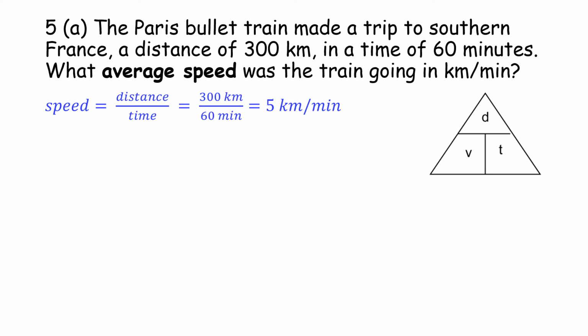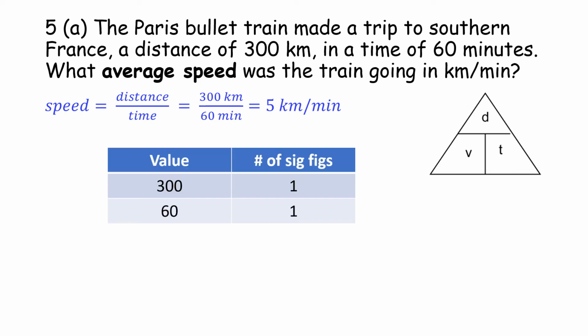Now if we check our significant figures, we see that 300 and 60 both have 1. The zeros are not significant in this case because there is no decimal. They are trailing zeros and they are not actually measured. They are placeholders to show us where the decimal should go. So we'll stand on that answer of 5 kilometers per minute.